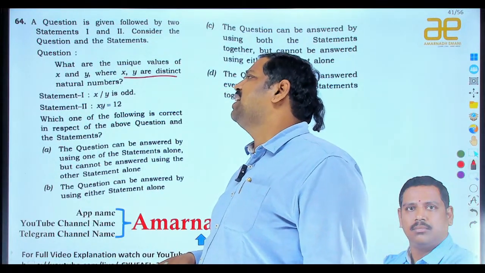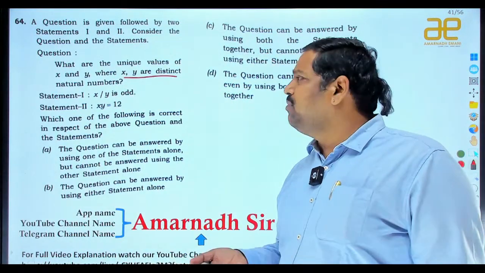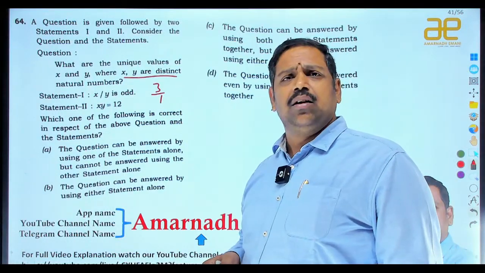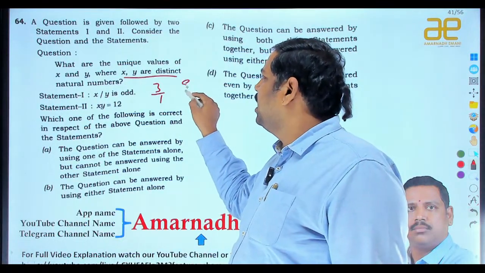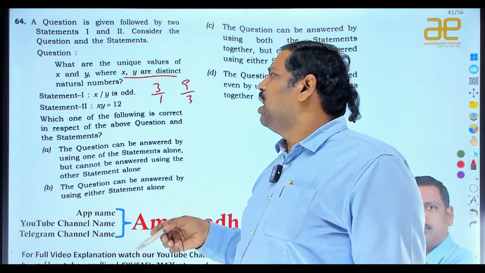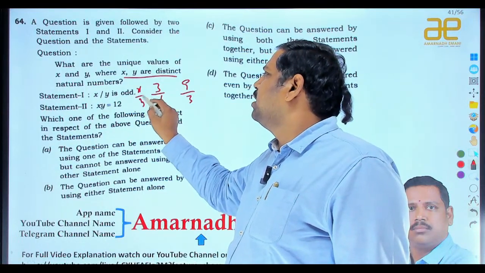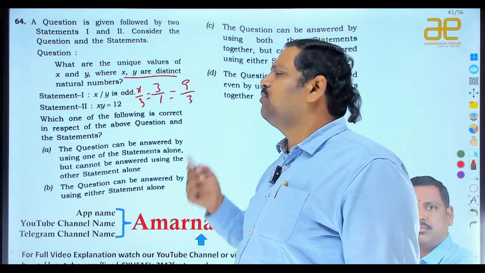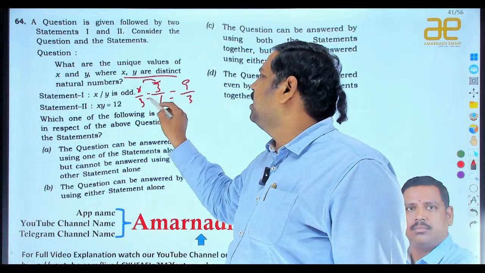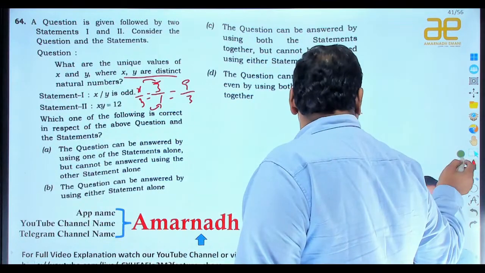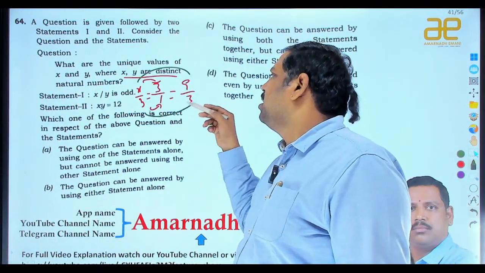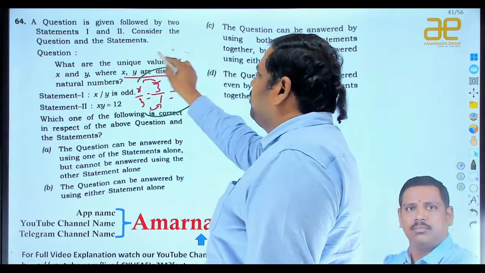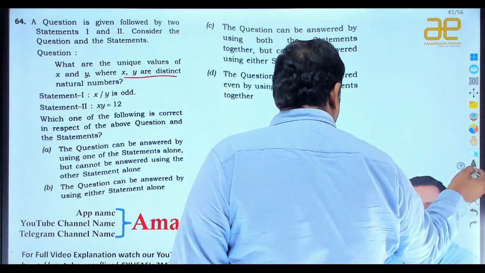Statement 1: x by y is odd. If x by y is odd, take x is 3 and y is 1. Yes, it is. Take x is equal to 9 and y is equal to 3. Yes, it is. So how can you say that? Two possibilities are there to get an odd number. In this case, x is 3 and y is 1. In the second case, x is 9 and y is 3. Are you able to give unique values? No. Unable to give, means simply leave it. So statement 1 alone is not sufficient to answer the question.